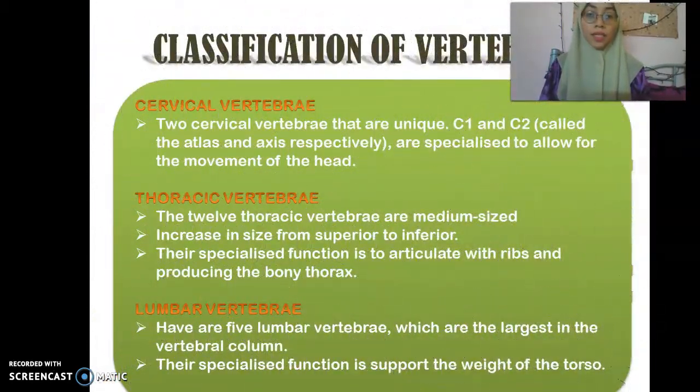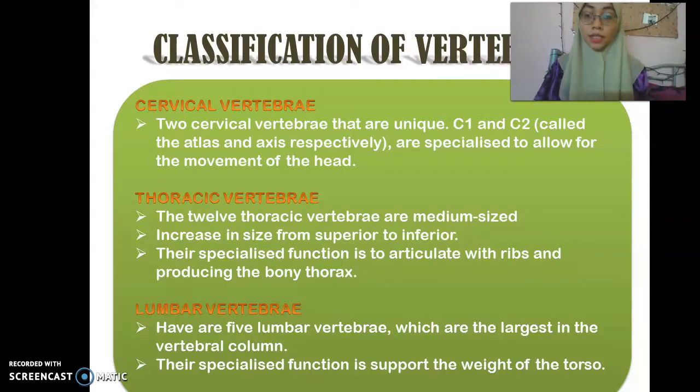Next is the classification of the vertebra. There are 5 classifications of vertebra. The first is the cervical vertebra. The cervical vertebra has 7 spinal segments, C1 until C7, but it has two unique and special ones, which are C1 and C2. C1 is the atlas and C2 is the axis, and their function is to allow movement of the head.